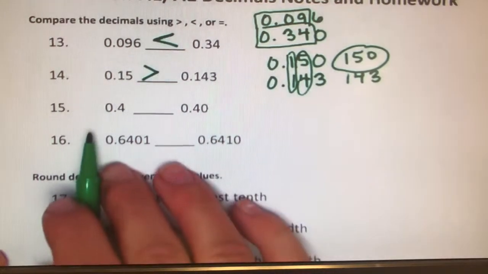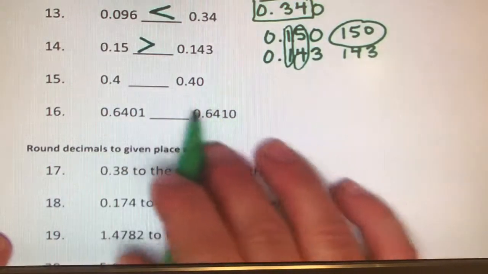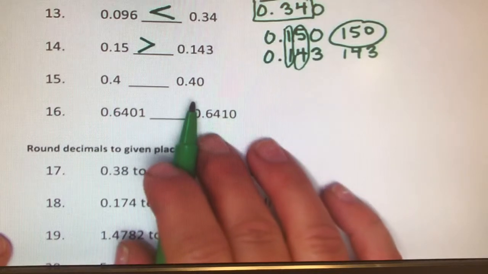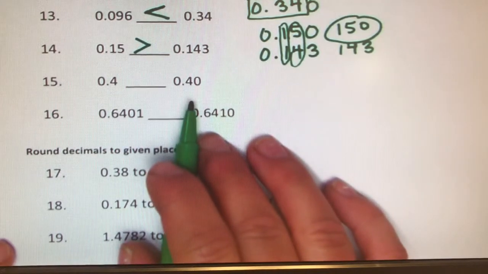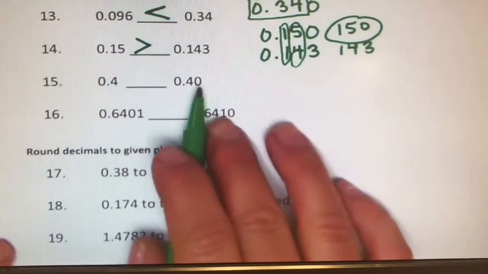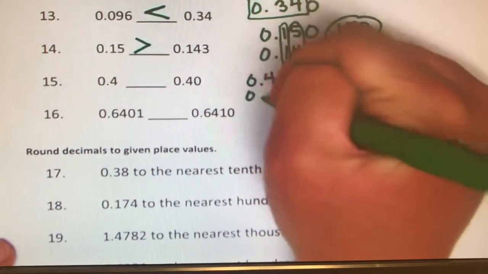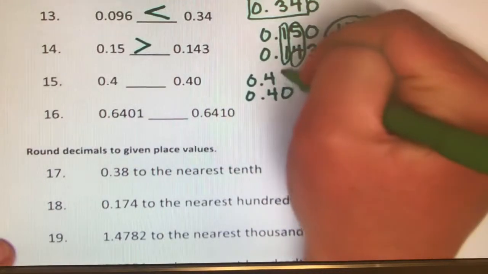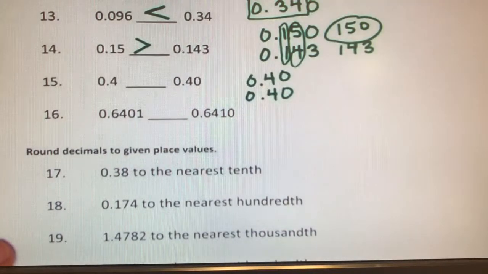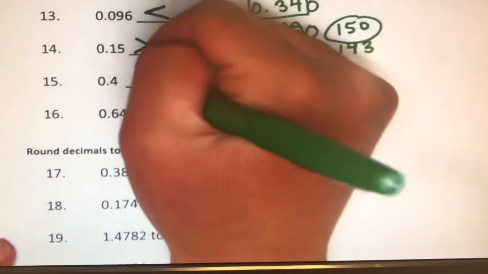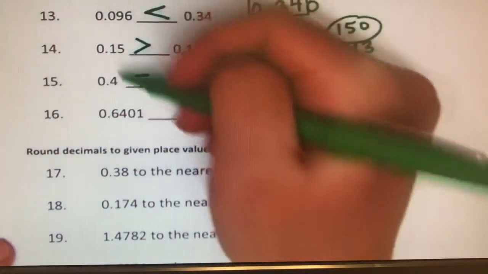Okay, what about number 15? We have 0.4, or 4 tenths I should say, and 40 hundredths. Again, at first glance, you may think that this one's bigger because it has a 40, but remember, if we stack and line them up, I can put a 0 in the empty spot, and what do we see? They're actually the exact same amount. They are equivalent.